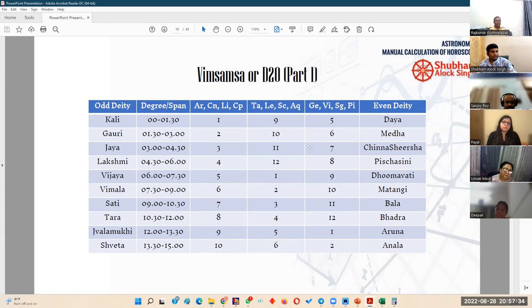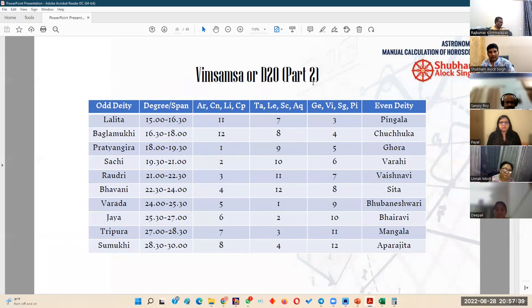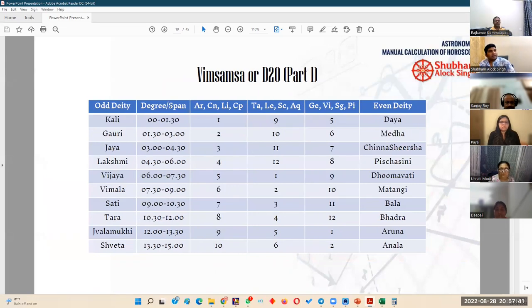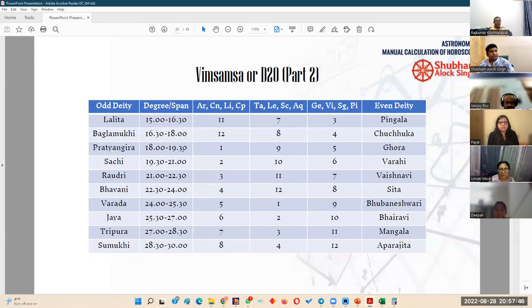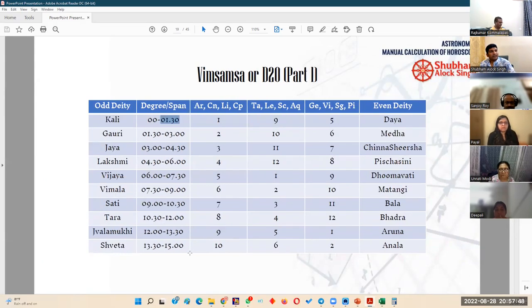Vimshamsha or D20: a Rashi is divided into 20 parts. I cannot put it into one PPT, hence it is written in parts. 1 degree 30 minutes is the span of 1 D20. In such a way, one Rashi is divided into 20 parts. For Aries, Libra, Cancer and Capricorn, D20 starts from Aries. For Taurus, Leo, Scorpio, Aquarius, D20 starts from Sagittarius. And for Gemini, Virgo, Sagittarius, and Pisces, D20 starts from Leo. A speciality with D20 is that the lords are different for odd Rashis and even Rashis.